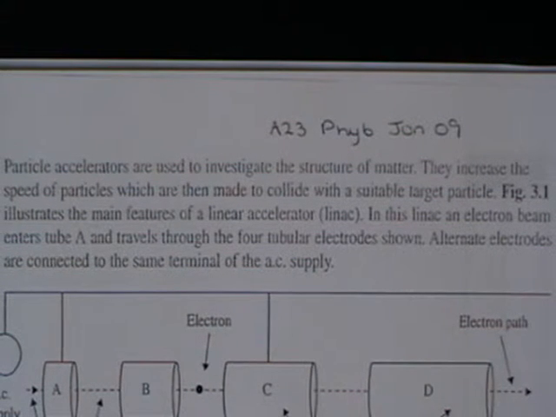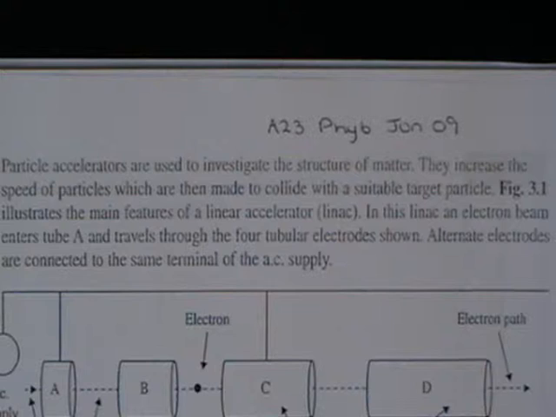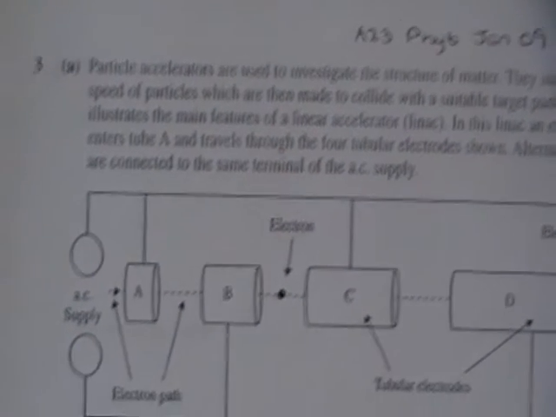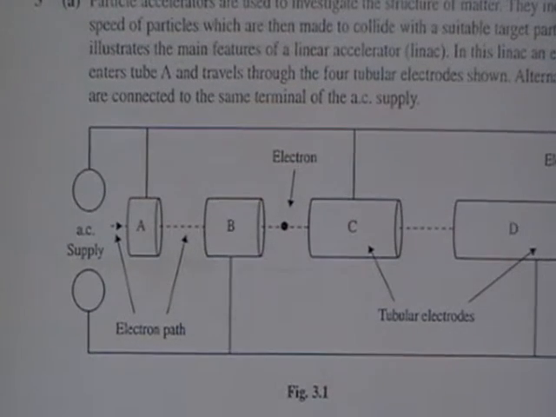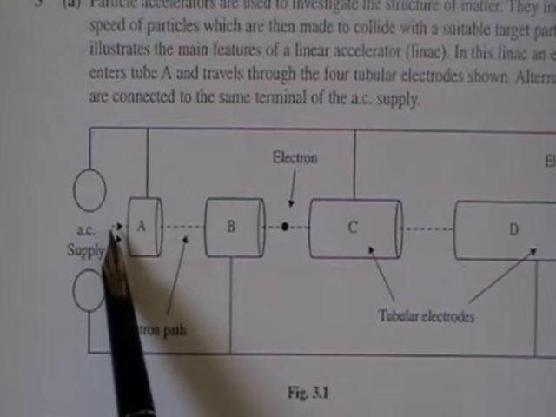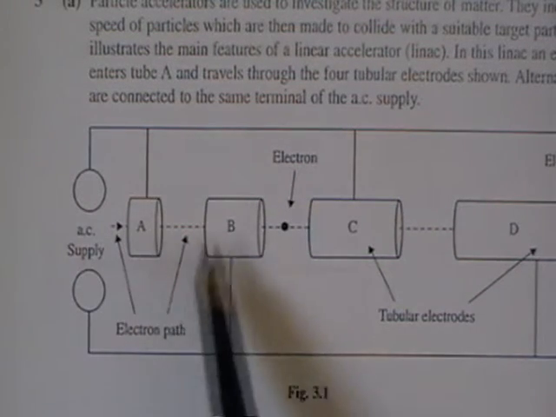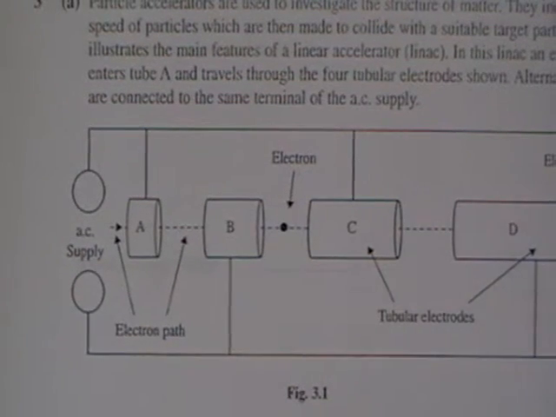Okay, so taking a look at paper A23 Physics 6 from June 2009. This again is a particle accelerator question looking at a linear accelerator, which had happened in the previous year. So here are the features of the linear accelerator. You can see here's your ion source, you've got an AC supply, and it's going to be accelerated across here.